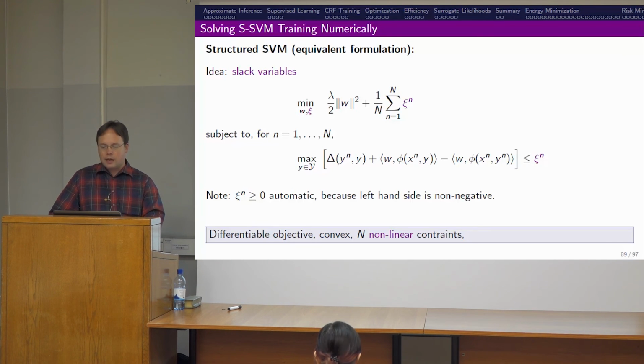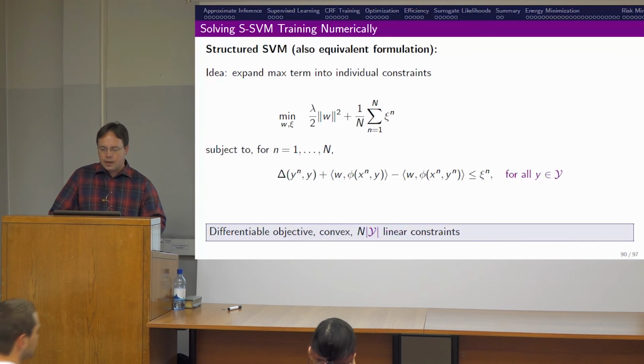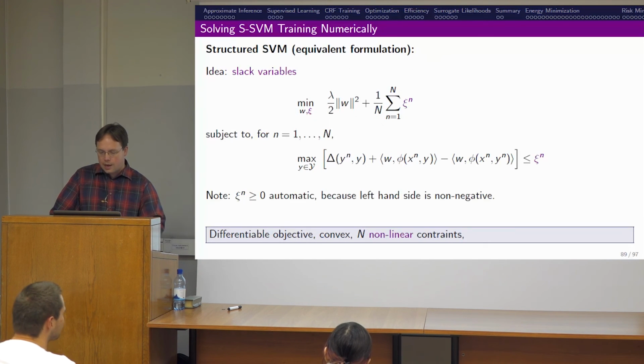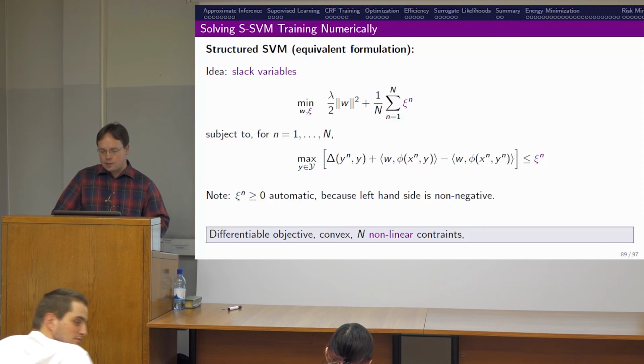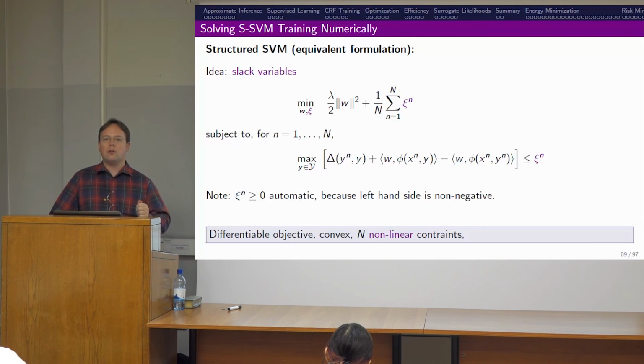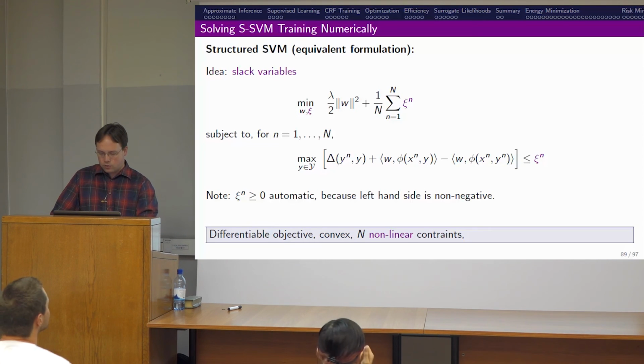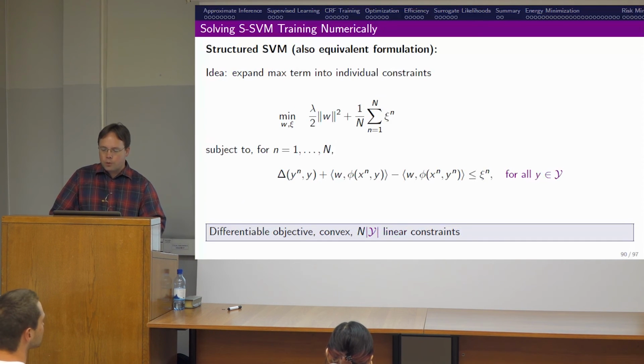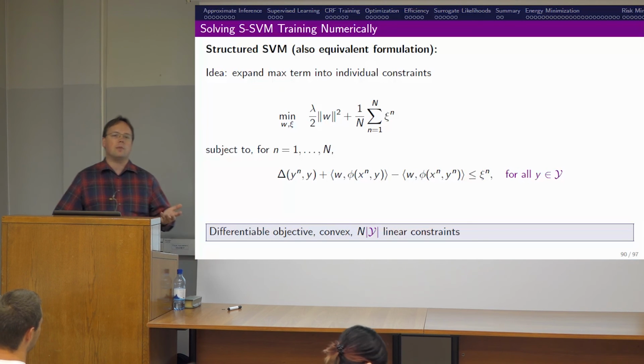What can we do? Another trick. Instead of saying that xi has to be larger than the maximum of all of these, we can say that for every individual value, the xi has to be larger than the value. So we say that for all possible y's, xi has to be bigger than the individual value, then automatically in the end it's also bigger than the maximum, right? Because one of these y's is the maximum.